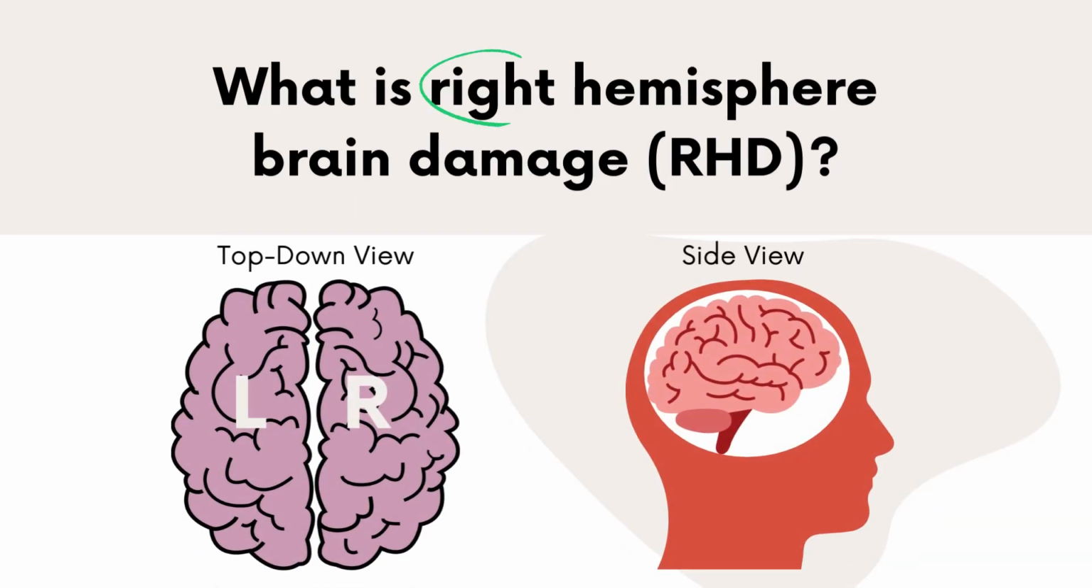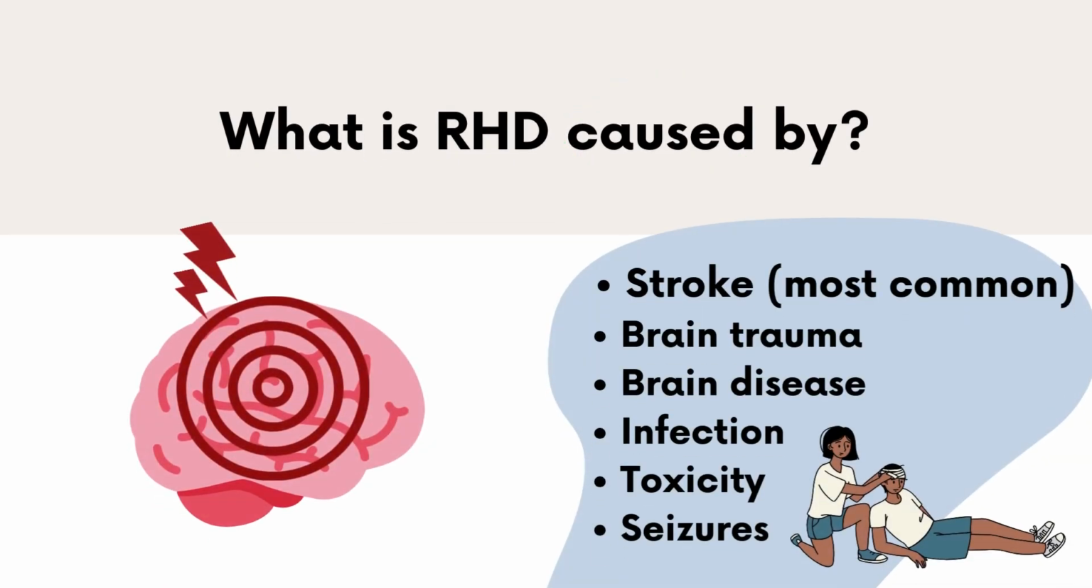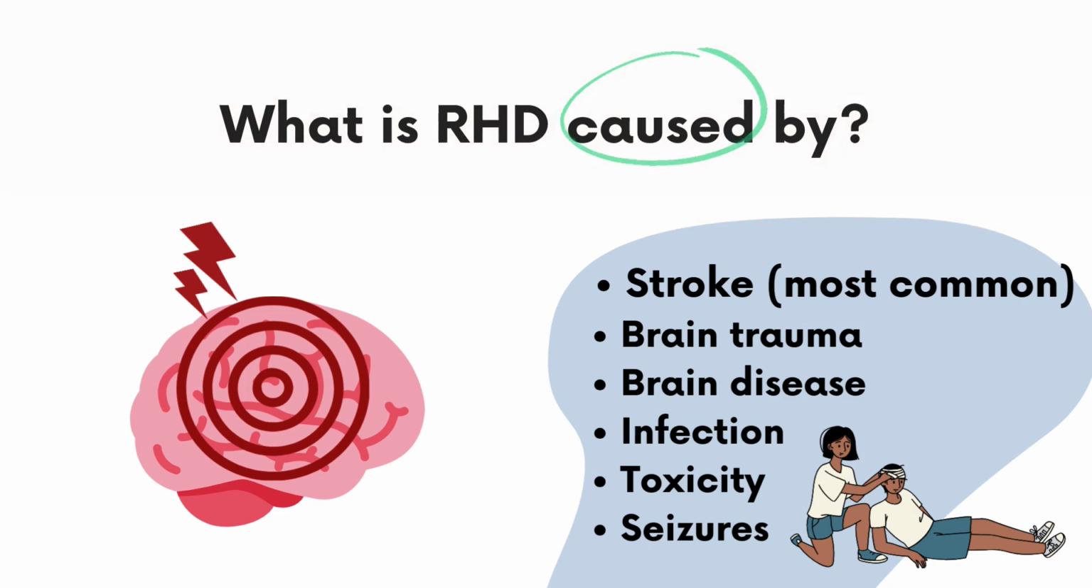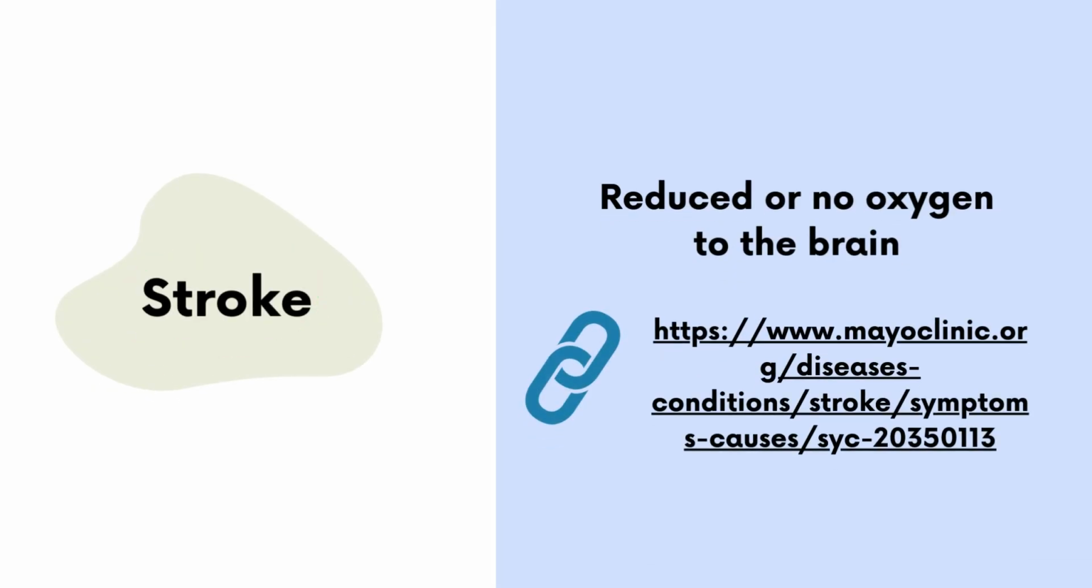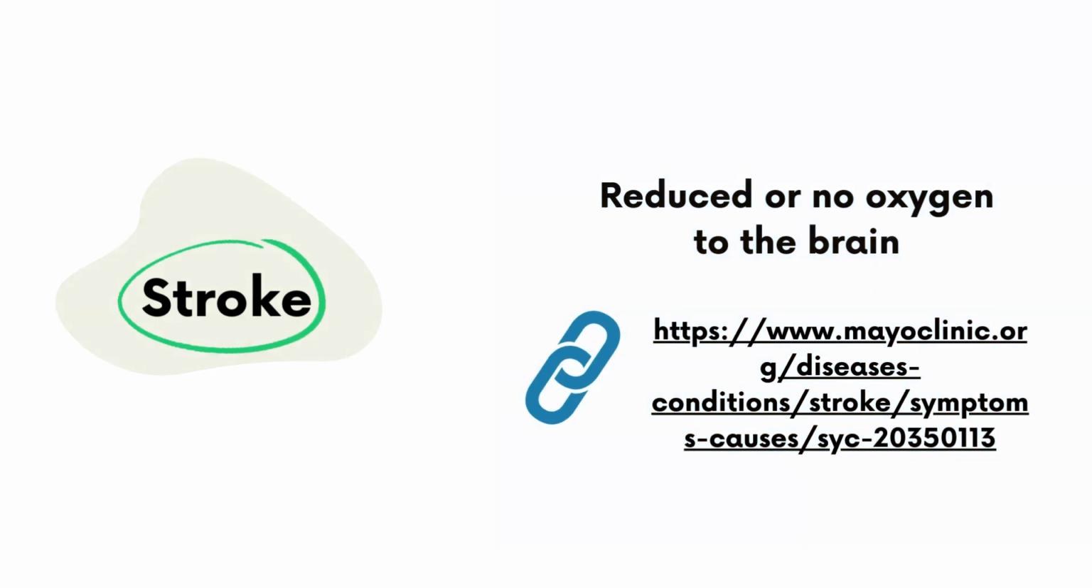So, what is right hemisphere brain damage? Well, it's exactly how it sounds. It's damage to the right side of the brain. The most common cause of RHD is a stroke. However, it can also be caused by brain trauma, brain disease, infection, toxicity, and seizures. A stroke causes reduced or no oxygen to a part of the brain. If you would like to learn more about strokes, you can go to this link.